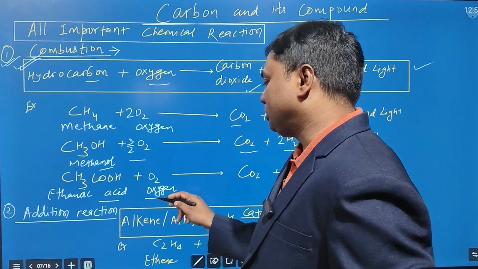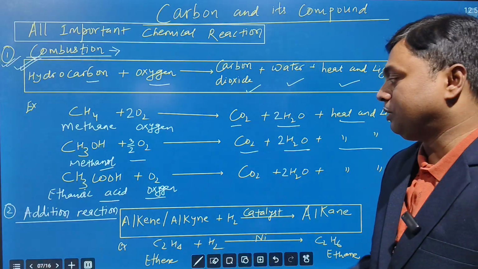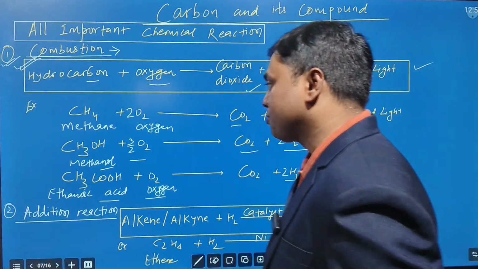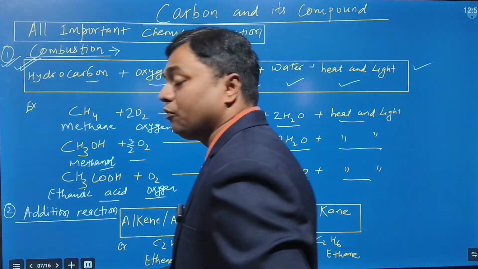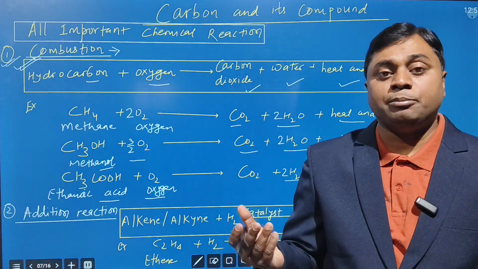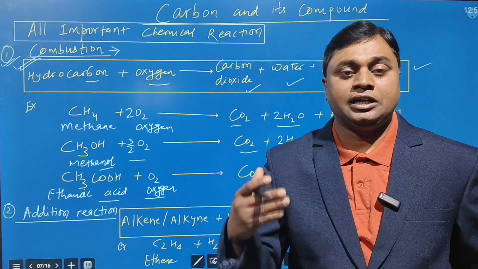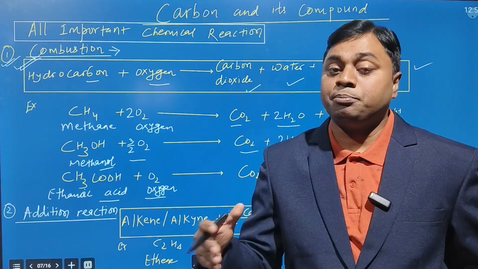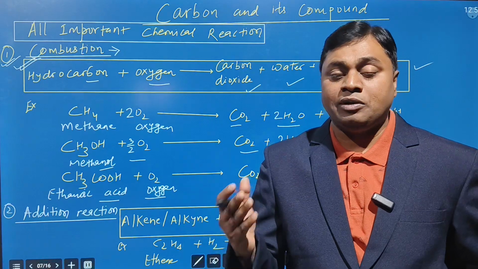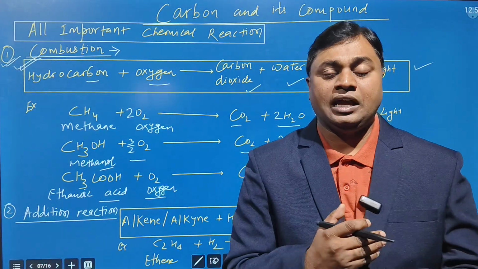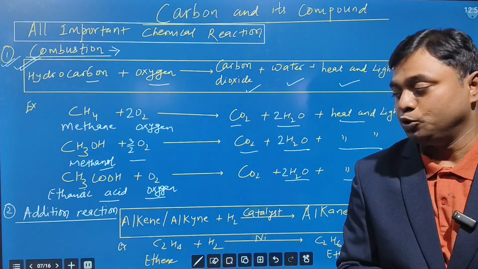Okay, ethanoic acid plus oxygen. CH3COOH plus O2 gives rise to CO2 plus 2H2O plus heat and light. Yes or no? So here two types of combustion are there. One is complete combustion. Complete combustion means whenever oxygen availability is there in plenty, it will burn with a bluish flame. Whenever oxygen supply is insufficient, it will burn with a blackish flame. In that case, carbon monoxide gas is produced.